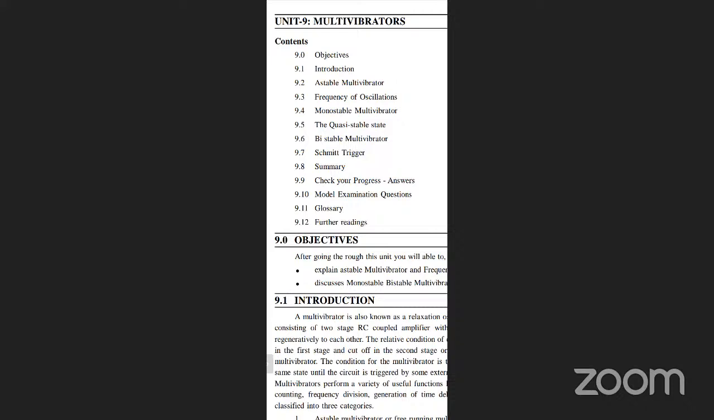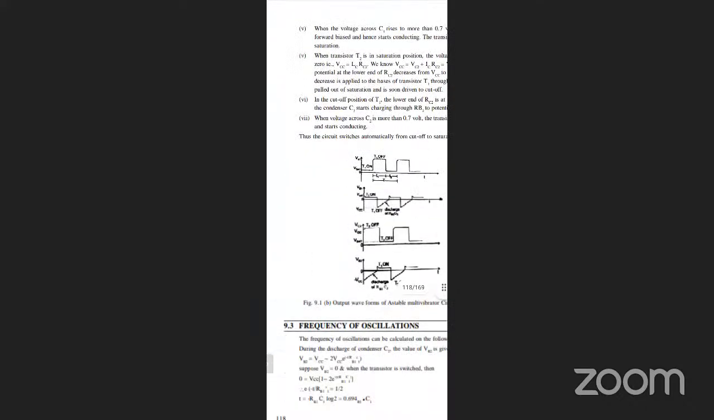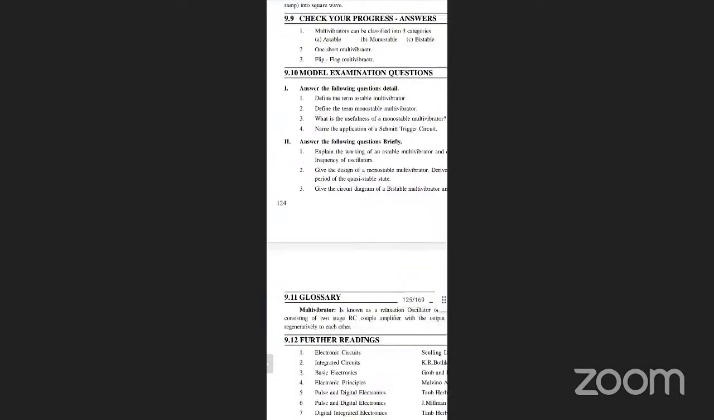That's it from the unit. Okay, sir. Unit 9. You need to practice the circuit diagram.